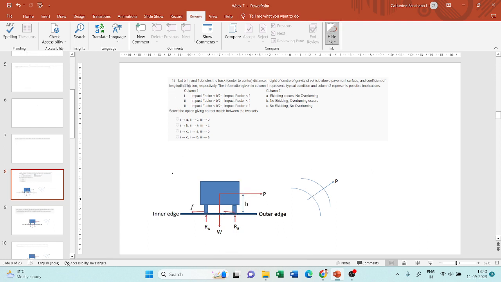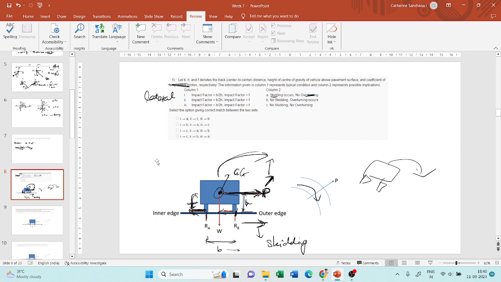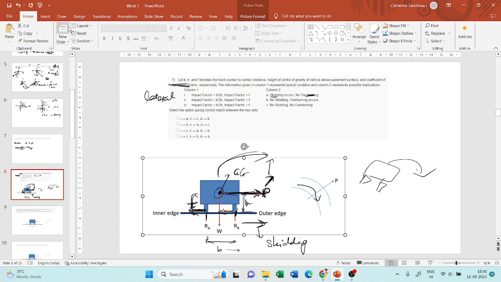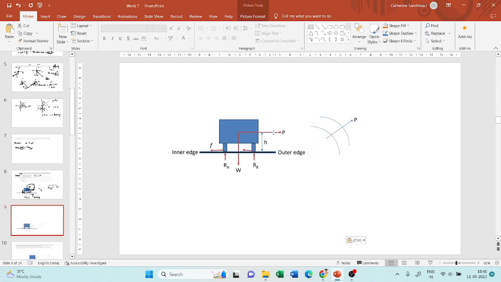for skidding, the force exerted by this centrifugal force should be balanced by the force exerted by this frictional force, right? So if you see, for a body to be in equilibrium, the forces have to be balanced.